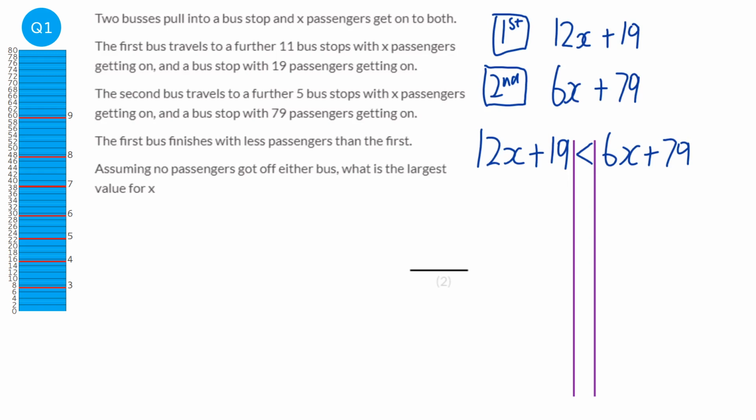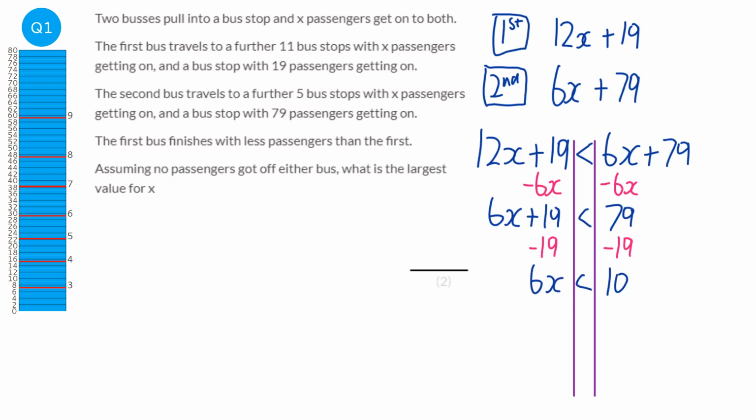And we've got X on both sides, so we look at the X's. We've got 12X and 6X, so we always take away the smaller amount. So we're going to take away the 6X both sides. And next thing we're going to do is take away the 19 from both sides. And so, meant to be 60. Got ahead of myself. And the last thing we do is divide by 6 both sides. And so we've got X is less than 10.